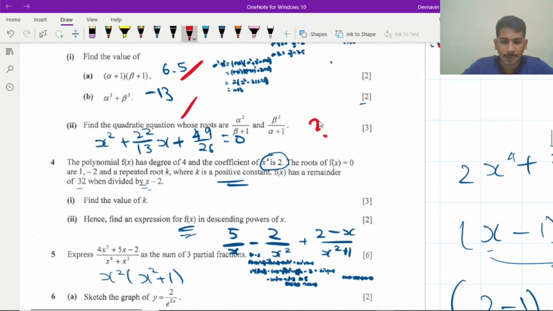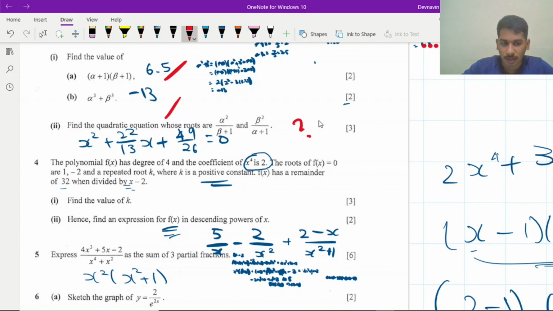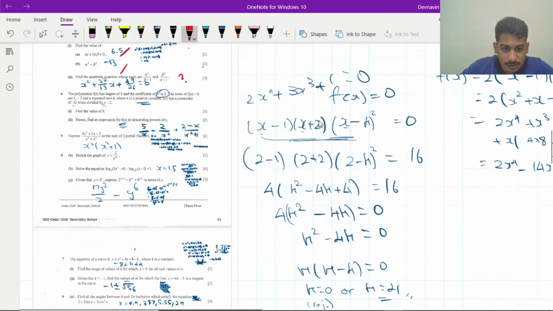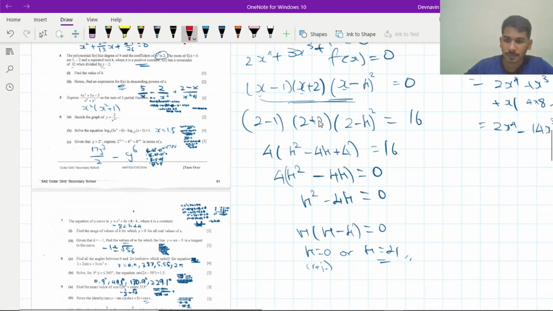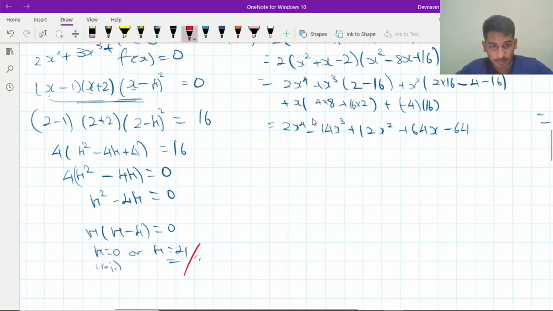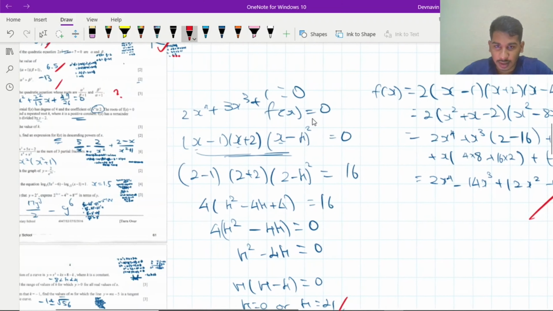Okay, next one. What is the value of K? K is 4 or 0. K is 4. Yeah, K is 4. And then we have 2x to the power 4 minus 14x cubed plus 12. Okay, 4. Plus 12, then plus 64 minus 64. Perfect. Good.